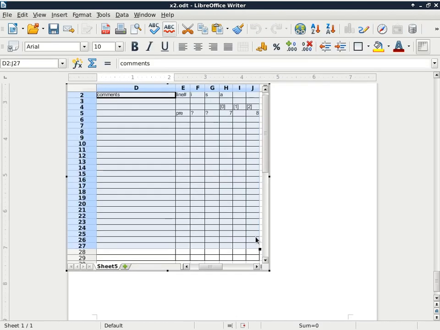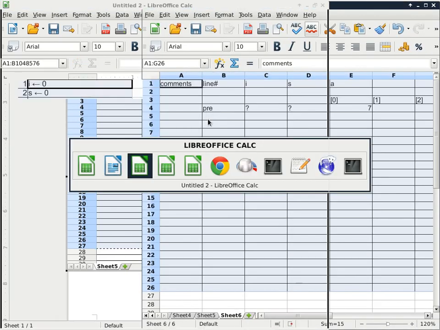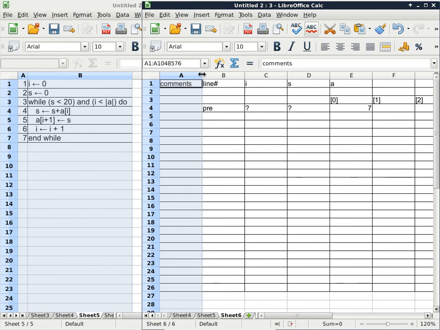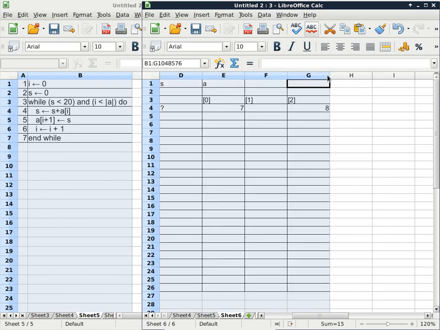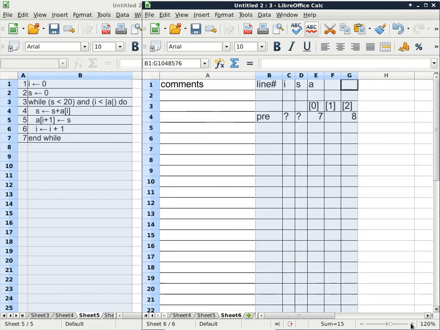And it doesn't need that much space. I'm just copying and pasting it anyway. All right, so here's the algorithm, and here is your partial trace. We need more space for comments because the expression is kind of long. And then we want to shrink the other columns so they all display at the same time.